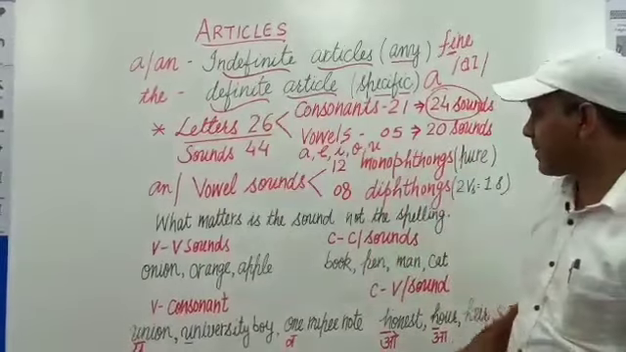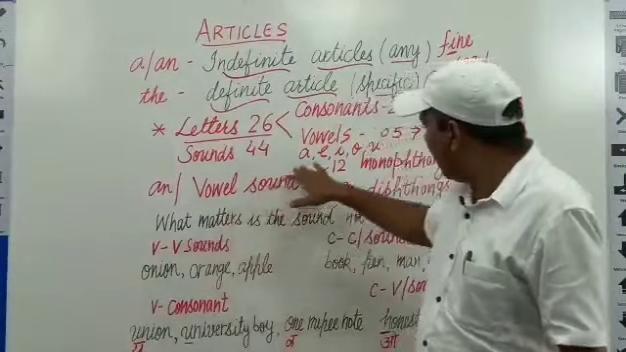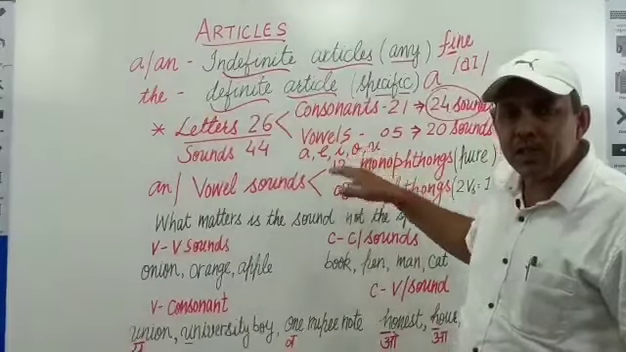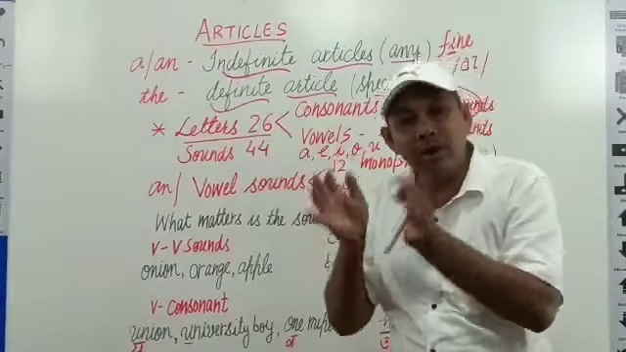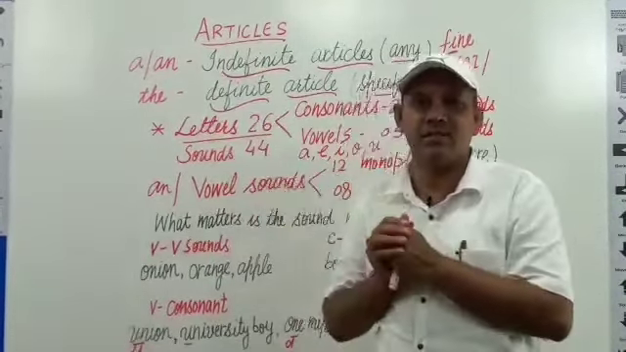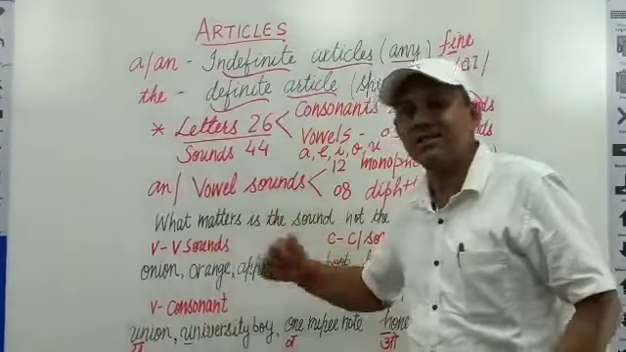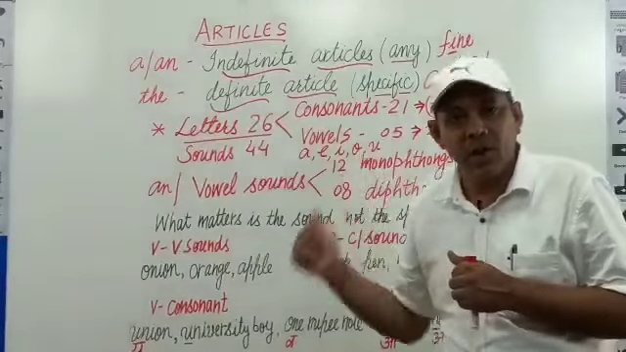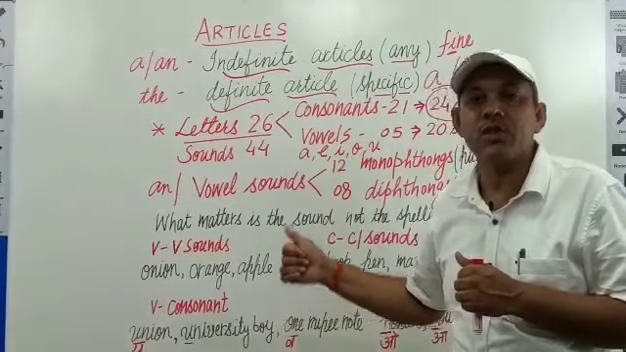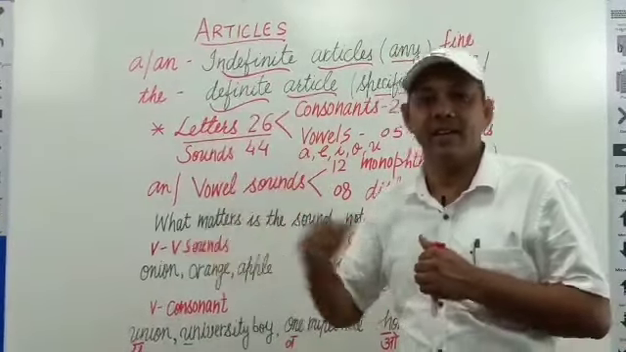Now, the case is, all the five vowels produce vowel sounds in most of the words. But in some words, they produce consonant sounds as well. And before consonant sounds, we use A, not AN.